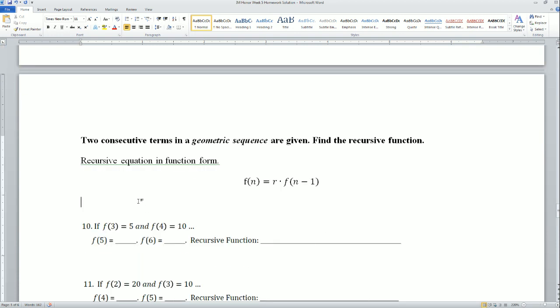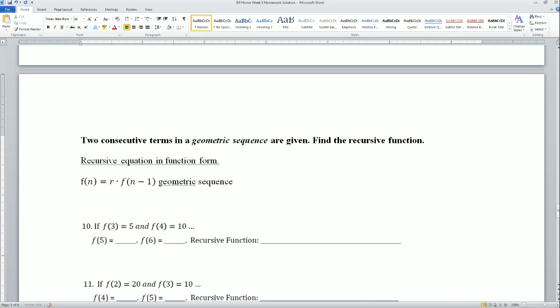Here it says two consecutive terms in a geometric sequence are given. Find the recursive function. Here I wrote the recursive function for a geometric series, making sure that you understand that this is a geometric sequence. All right. So let's do it.